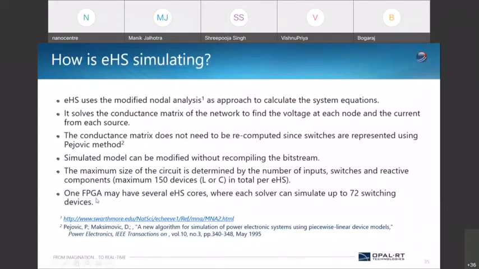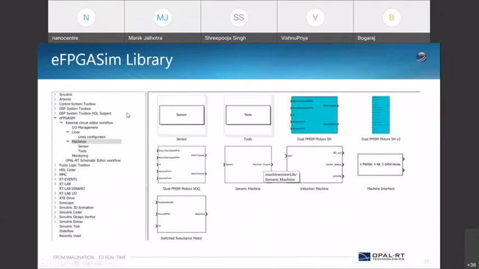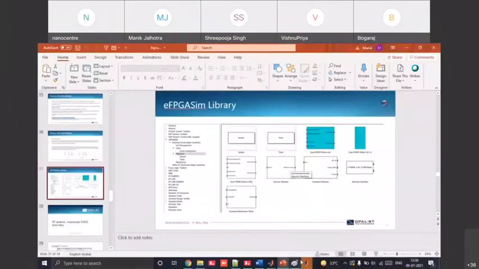We can see that one FPGA may have several EHS cores, where each solver can simulate up to 72 switching devices. This is further information, so that if any of the participants is interested in understanding the capability of an EHS, they can have that information with them. This is the EHS library which I was trying to show. Meanwhile, I guess the library will also open.